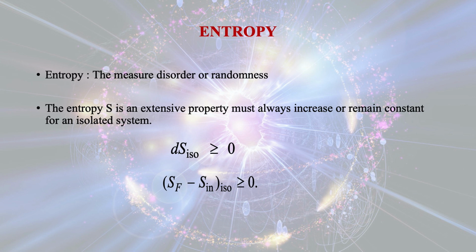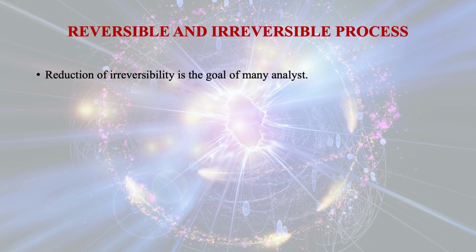The entropy S is an extensive property, and must always increase or remain constant for an isolated system. So the change in entropy for an isolated system is always greater than or equal to 0, so we can write S final minus S initial for an isolated system is always greater than or equal to 0. Reduction of irreversibility is the goal of many analysts.